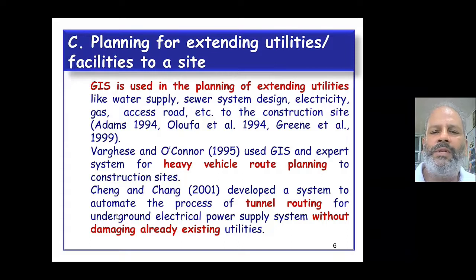So there are different researches which have been reported in this area, just like the use of GIS and expert system to plan the heavy vehicles which are carrying consignments from different places, or identification of tunnel route without damaging the underground facilities or utilities, that may be electrical lines or existing utility lines, just like water supply or gas lines.